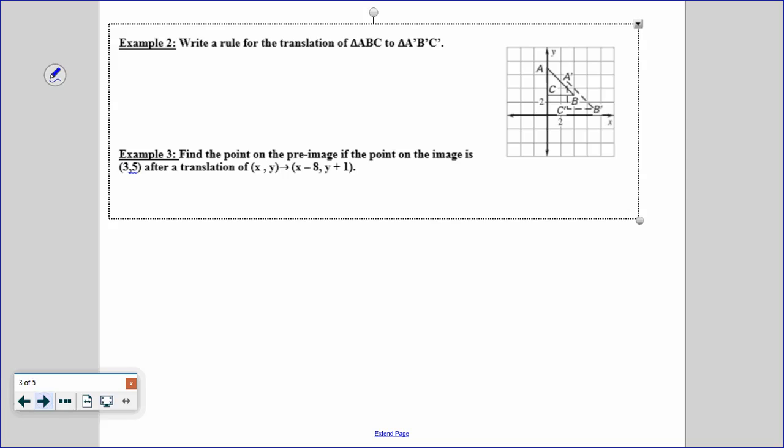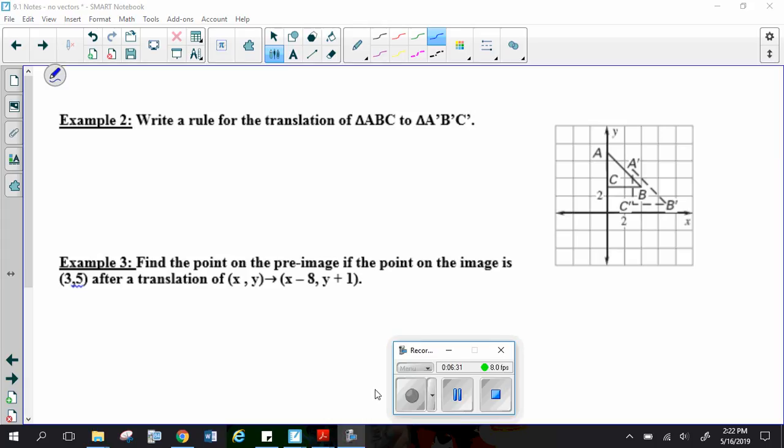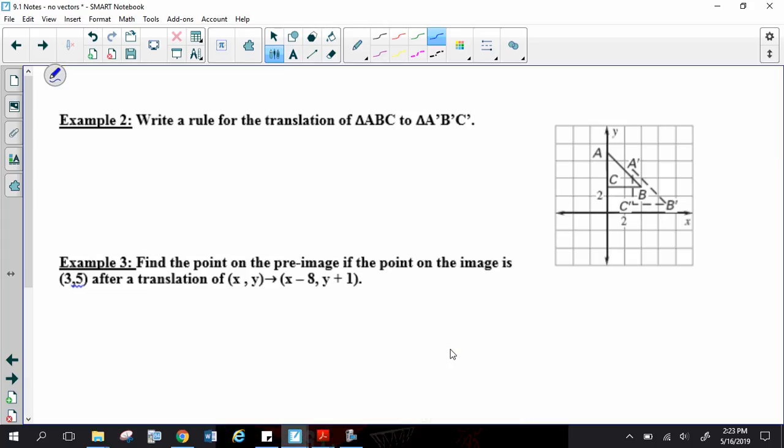All right, next example. Okay, so we are going to write a rule for the translation. So now we are going to write the XY arrow part. So it should be in this form. Okay. So we're going to look at the figure. Remember, the original figure is the solid shape, and then the translated figure, the image, is the dashed, and it has the primes.